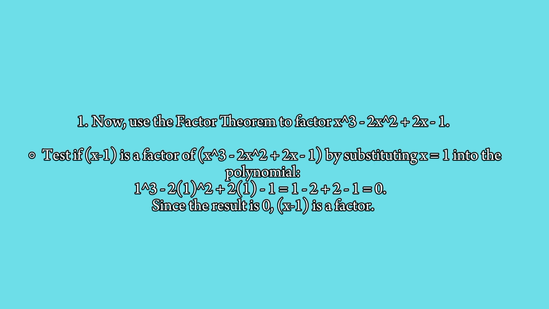Test if x minus 1 is a factor of x cubed minus 2x squared plus 2x minus 1 by substituting x equals 1 into the polynomial. 1 raised to 3 minus 2 times 1 squared plus 2 times 1 minus 1 is equal to 1 minus 2 plus 2 minus 1 is equal to 0. Since the result is 0, x minus 1 is a factor.